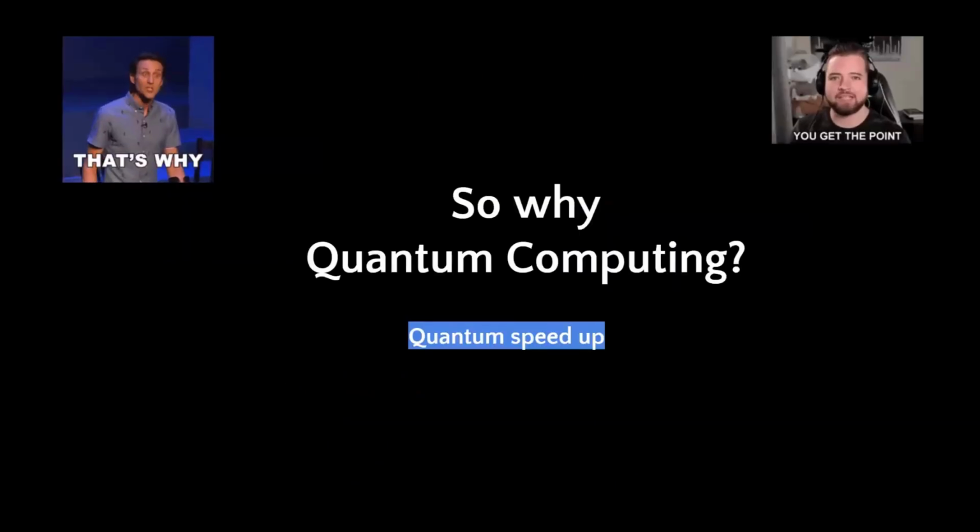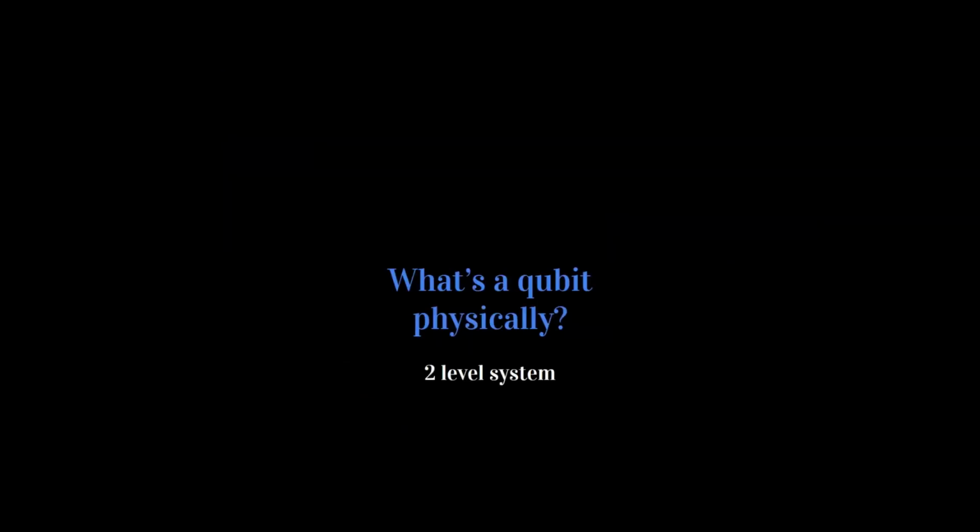So why quantum computing now? So far, from what we've covered, we get that it gives us quantum speedup. It sort of amplifies the right answers. And we can entangle qubits together, where we don't need to measure one to know the result anyway. That's cool. But what is a qubit physically?